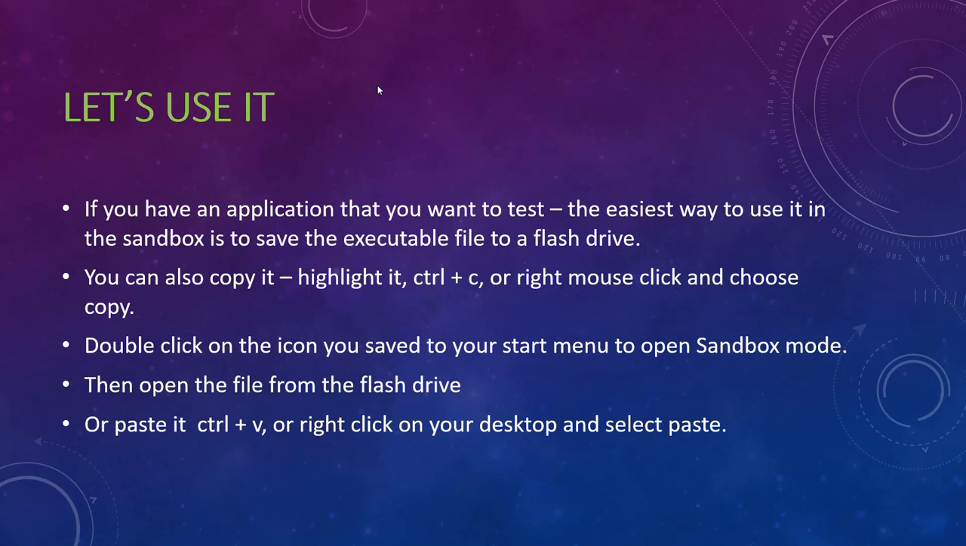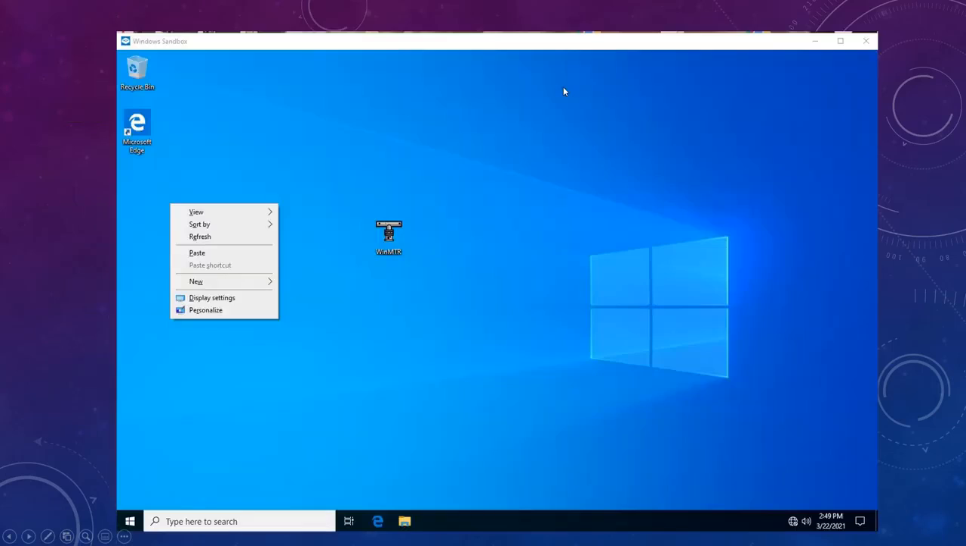So on your computer, highlight the file, Control C, or right mouse click and choose copy, and then open Sandbox Mode. Then you can either open the file from the flash drive, point to it using your Windows File Explorer, or if you copied it, you can just paste it. You click in the desktop area where there's no icon and press Control V, or right click on the desktop where there's no icon and select paste. And then the file that you copied will be pasted right on your desktop.